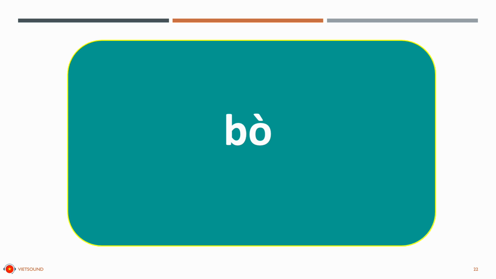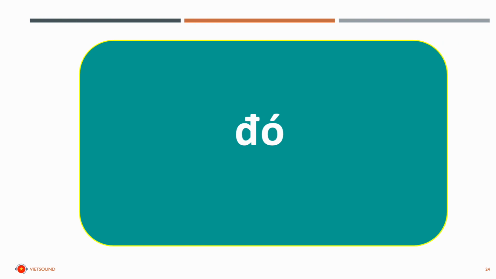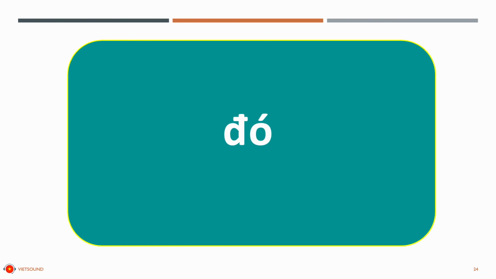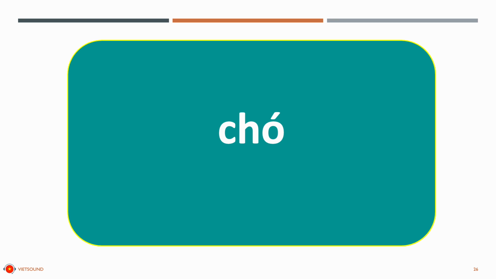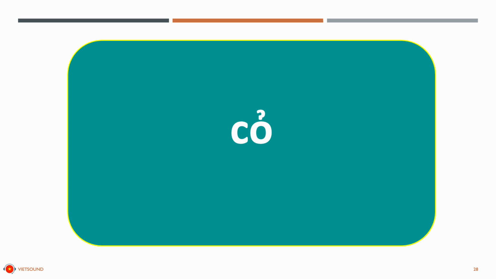Now the R sound at the end of word. Bò, cò, đó, thỏ, chó, đỏ, cỏ, nhỏ, khó, rõ.